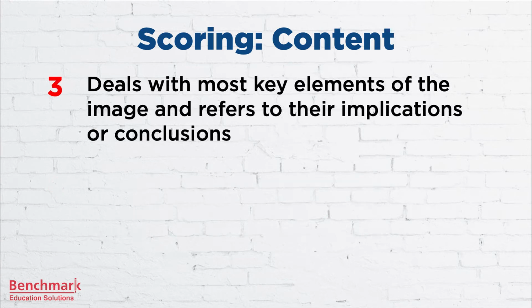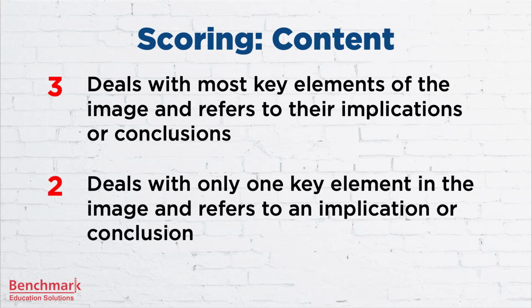With a score of 3, you're dealing with most of the key elements of the image and referring to the implications. So notice that you're describing most of the key elements, but not all. If you have a score of 2, you've dealt with only one key element in the image and its implication, and you've also shown a basic understanding of several core elements. However, you probably haven't connected your thoughts or introduced critical thinking.